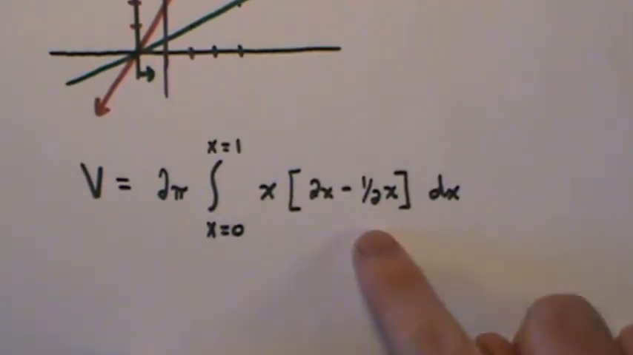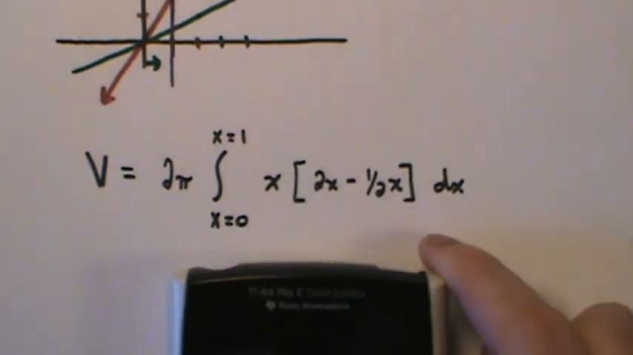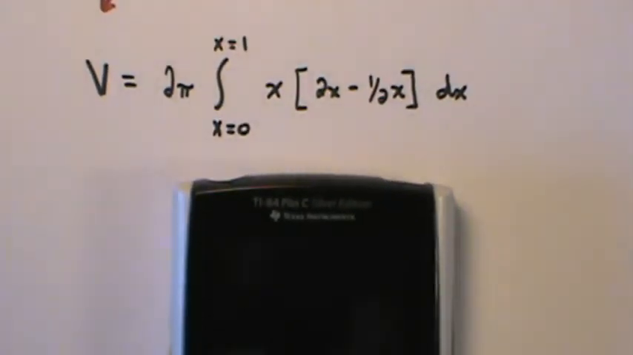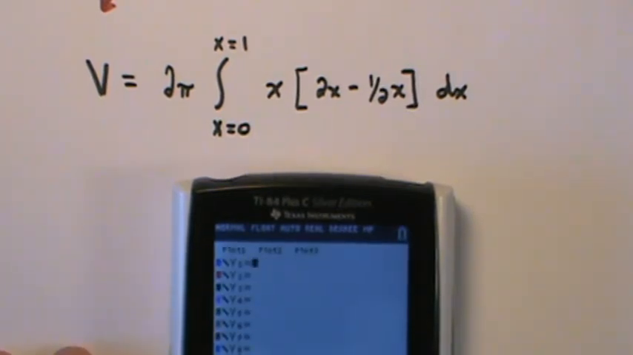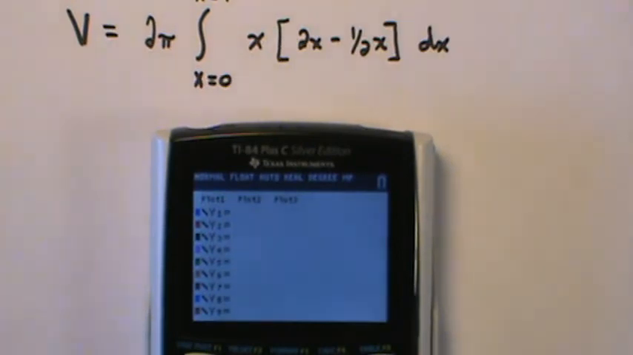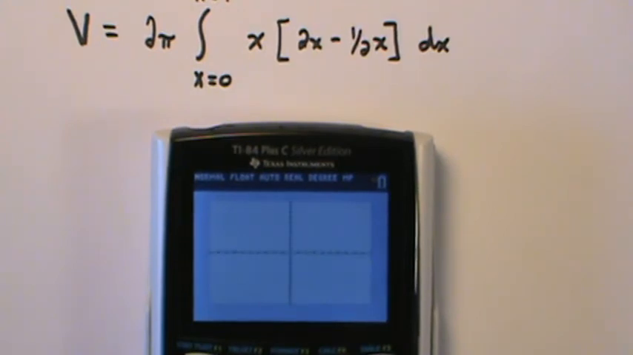Now to calculate this, I'm not doing any of the integrals by hand. I'm cheating. I'm letting the calculator do all the work. So I'm going to go to my calculator here. And as you can see, I'm going to type in 2 pi times parenthesis the x times parenthesis 2x minus 0.5x, or minus 1/2 x. I hit the graph button.